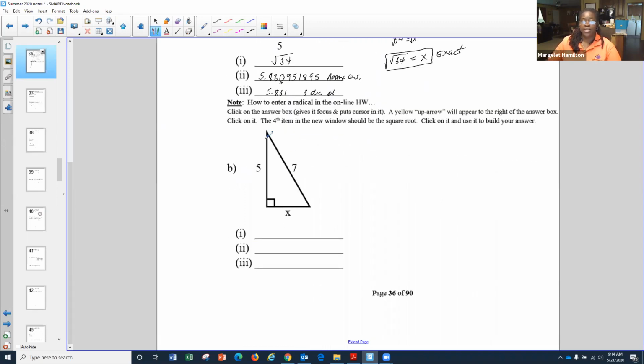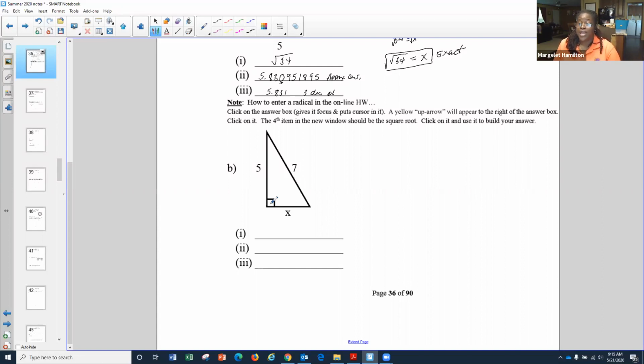Here's our next triangle. Okay, and here we're solving for one of our legs. Now, in the homework, you'll notice that when you click in your box to enter your answer, a yellow arrow usually pops off to the right. When you click on that arrow, it will open up a formatting box. That's how you're going to enter your radicals or your roots.